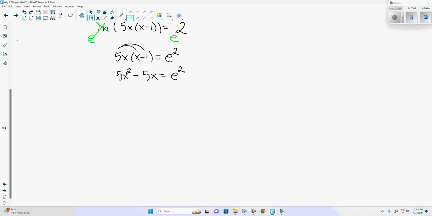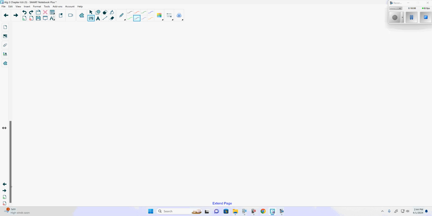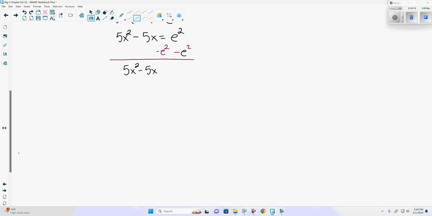Now, since we do have an x squared term, we need to get this equation equal to 0. So for this one, we're going to subtract e squared from both sides. And when we subtract e squared from both sides, we get 5x squared minus 5x minus e squared is equal to 0.